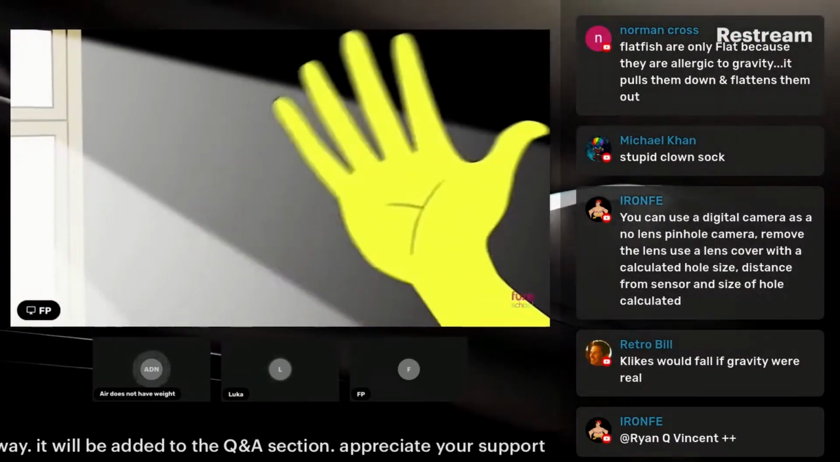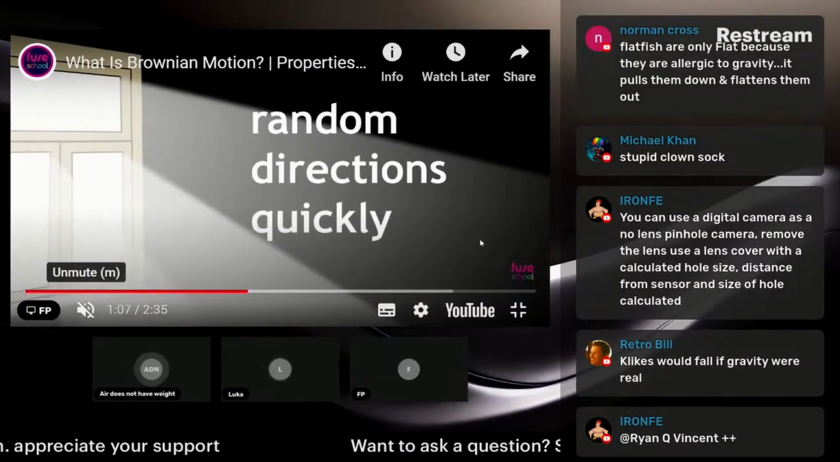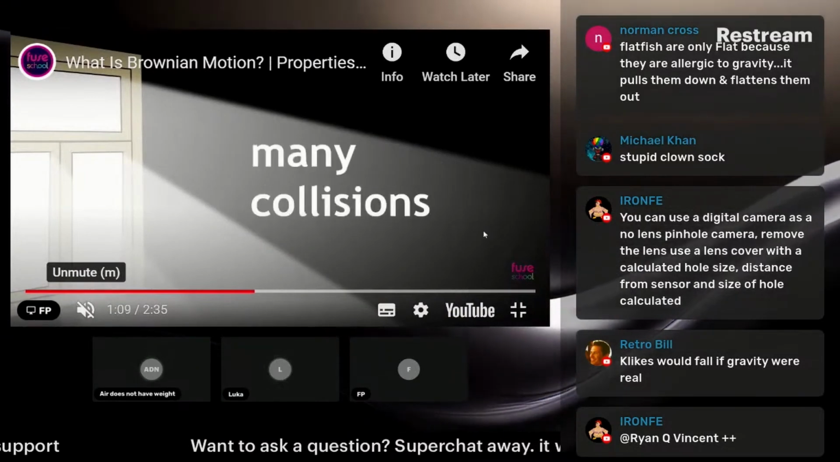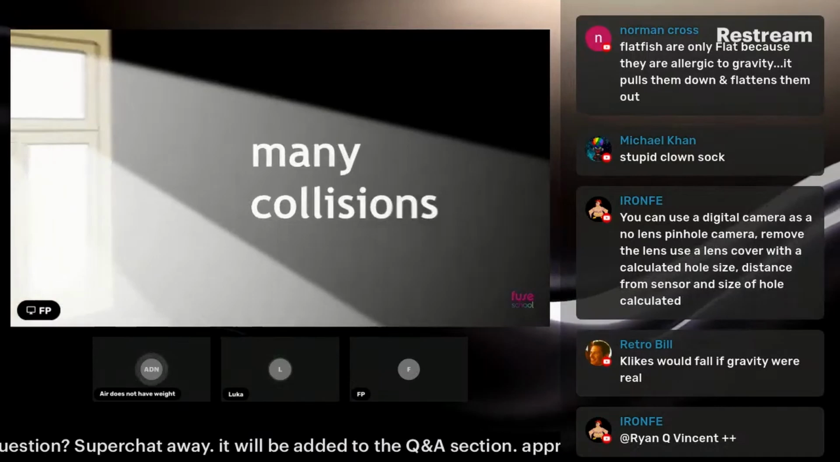So not down then. Randomly in all directions. I've never seen this video before. It's the first time I've seen it. But he's saying that you can see the dust particles and they're moving randomly in all directions.